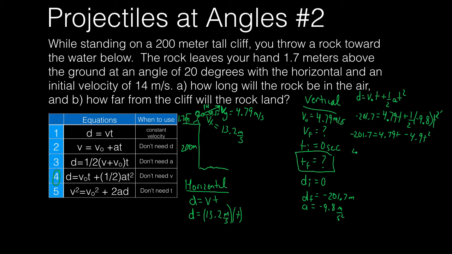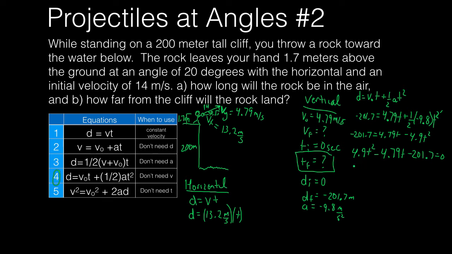So if we do that, what will result is you'll have 4.9 t squared minus 4.79t, and this will stay on this side, so it remains a negative, and minus 201.7, and all of this is equal to 0. And so we have a quadratic equation here.